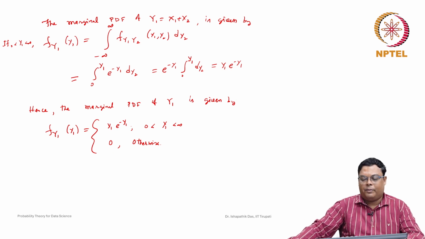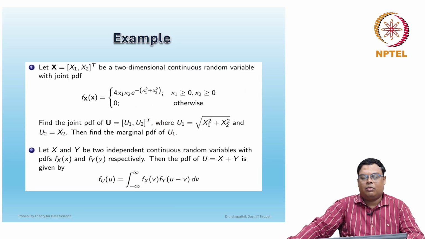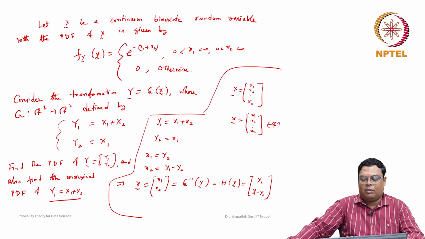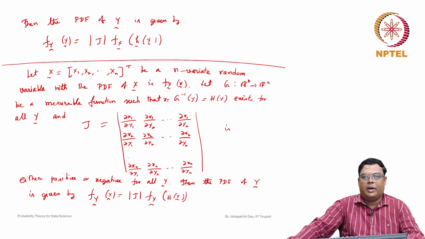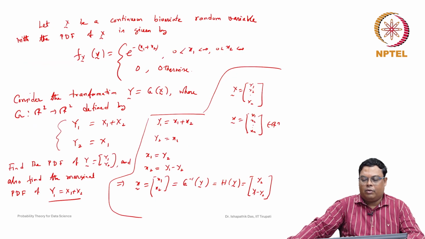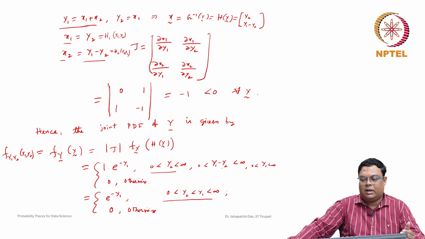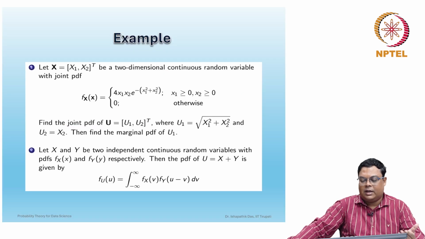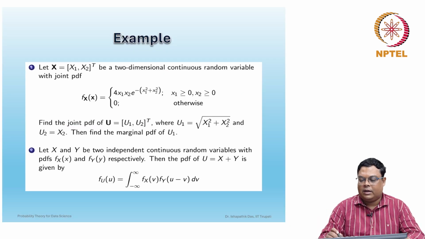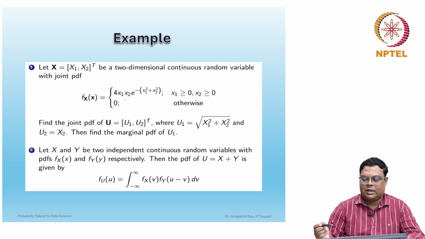Hopefully you have understood this concept, how to use the transformation of random variables for finding the joint probability density function for a transformed random variable. We will do more numerical examples to understand it better. This one is a little more complicated, needing a little more computation. This example is worth discussing because the joint density function is given by this function, and also the transformation, as you can see.